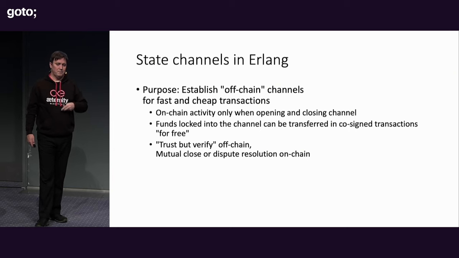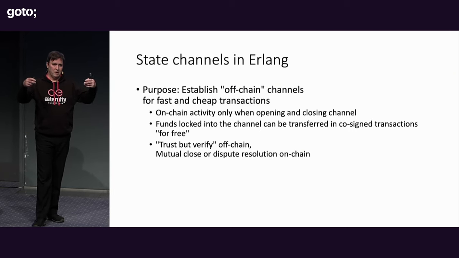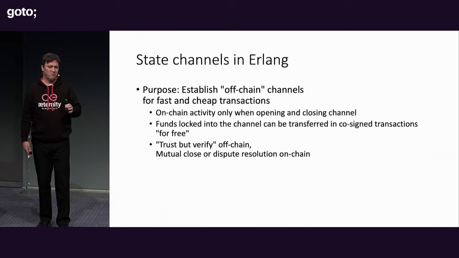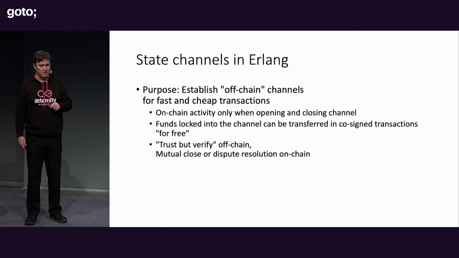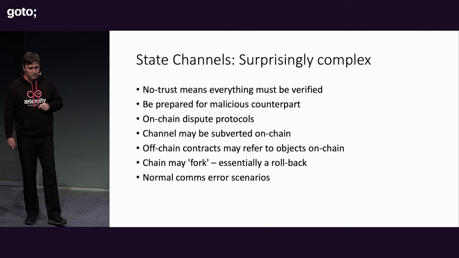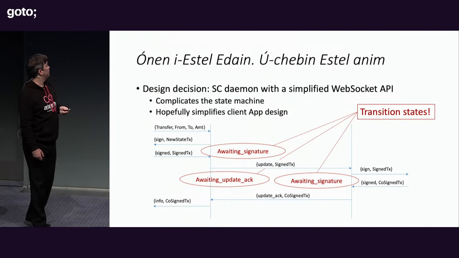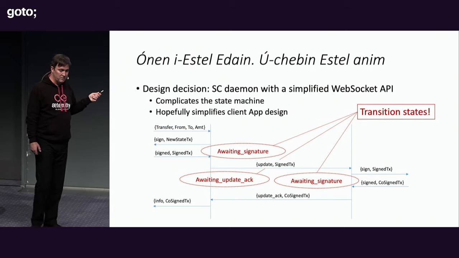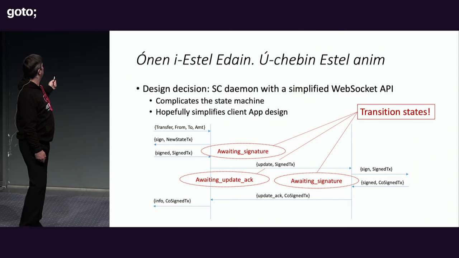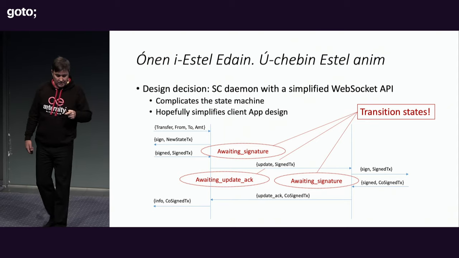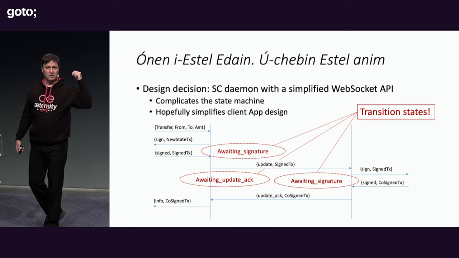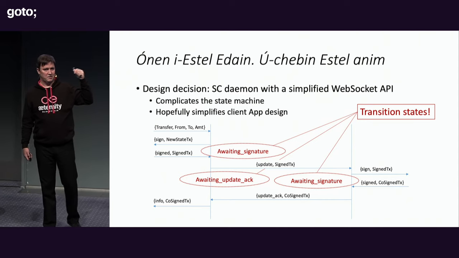So this allows you to still have the no trust and still have the connection to the chain, and it's all great, except people have tried to do this for several years now, and there are no really usable implementations of state channels. Because they're extremely complex, what we've done is that we decided that we will implement the finite state machine, and we will let the client simply just tell us what it wants done. We'll do all the state machine programming, and then we'll tell the client when it needs to sign something. So that's essentially the API.